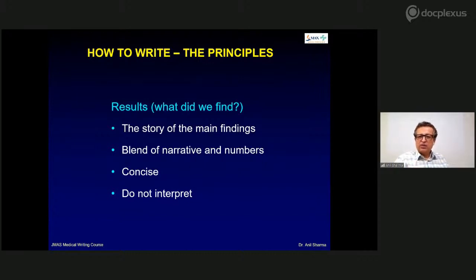And do not in fact repeat the information that has gone in a table again in the text. It's a waste of time. So be concise, like we keep saying. And do not interpret your results here. In this segment, you just have to state your results and confine yourself there.